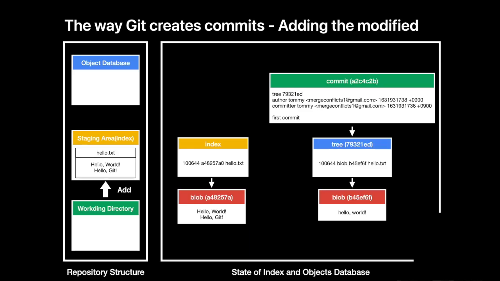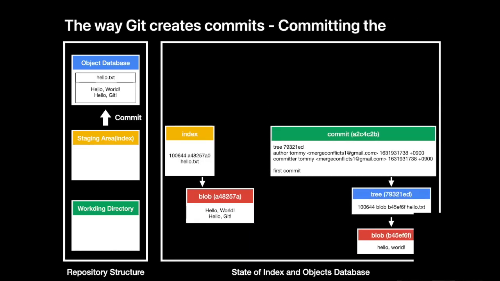When the modified hello file is added to the index, a new blob containing the updated file content is created, as shown in the right diagram. The index now points to this newly created blob. You can see the blob with the hash A4A257A. This is the newly created blob. The previously committed content remains unchanged in the object database.